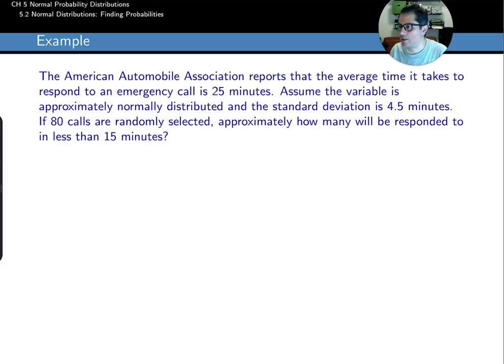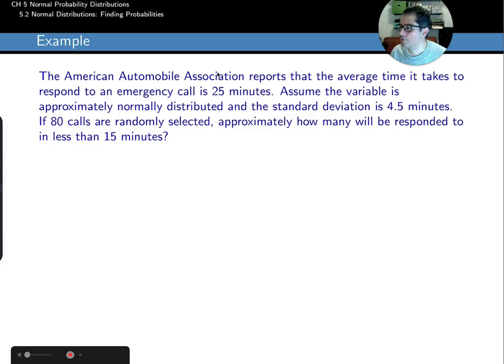Let's do another example. The AAA reports that the average time it takes to respond to an emergency call is 25 minutes. Assume that the variable is normally distributed and the standard deviation is 4.5. If 80 calls are randomly selected, how many will be responded to in less than 15 minutes? I need to find two things. First, what's the area to the left of 15? It says less than 15 minutes.